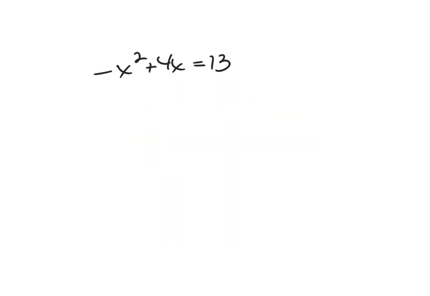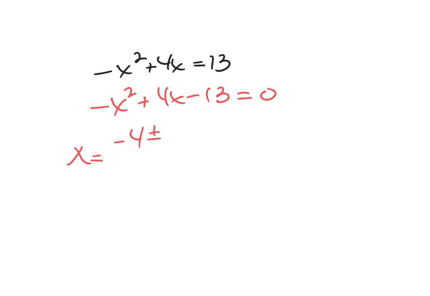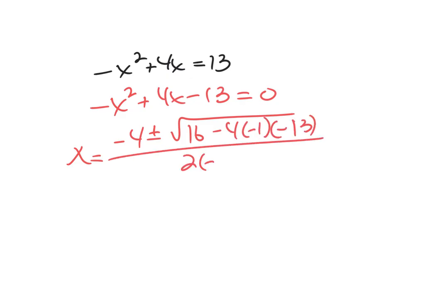Okay, let's try one more here. I got negative x squared. Don't forget the first step. First step, it must equal 0 before you do the quadratic formula. So moving the 13 over. And we're going x equals negative b, which is negative 4, plus or minus the square root b squared, so I'm squaring the 4, 16 minus 4ac all over 2a, and a is negative 1 this time.